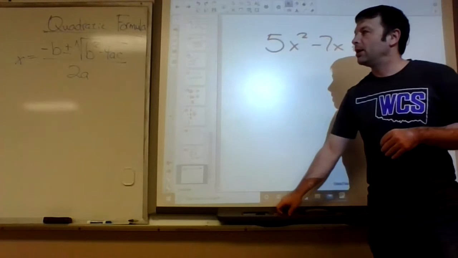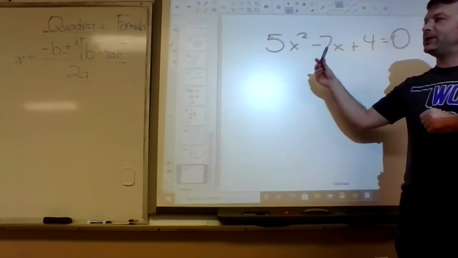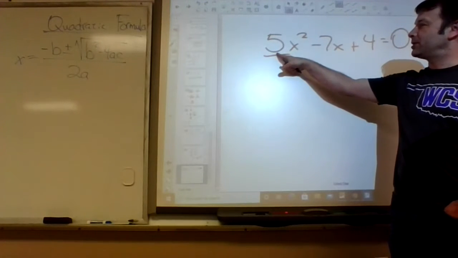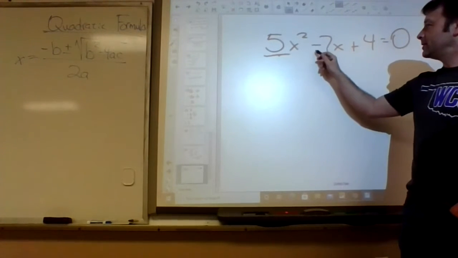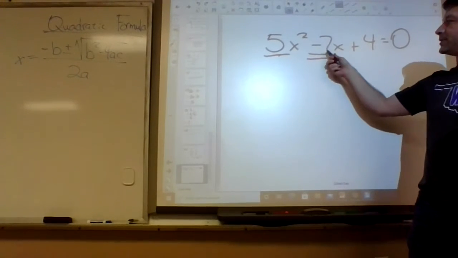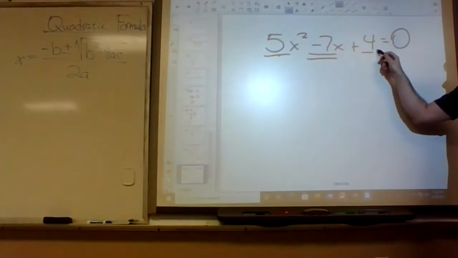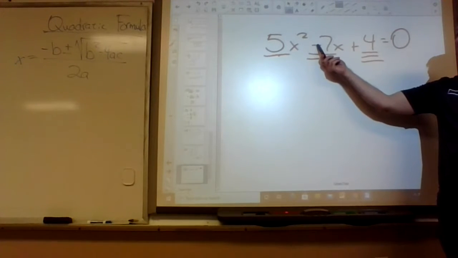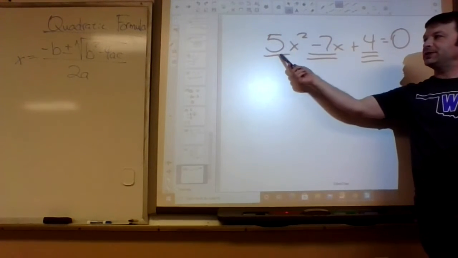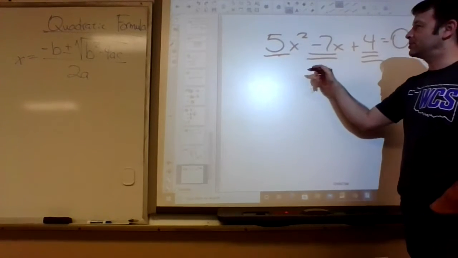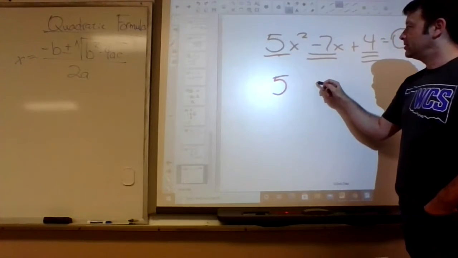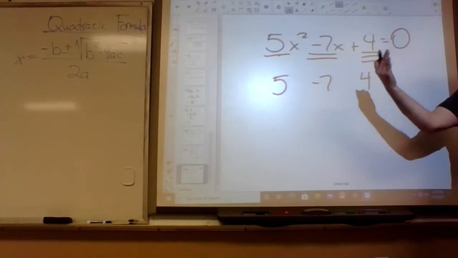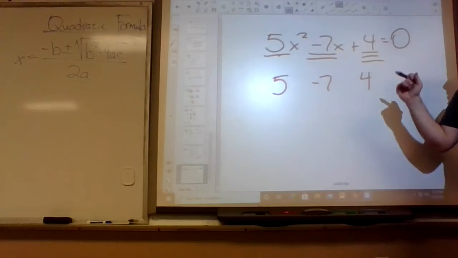Anyways, what do A, B, and C stand for? A is the coefficient for the x squared term, B is the coefficient for the x term, and C is the constant. Notice I underlined the minus on this one. So if I was to solve this using the quadratic formula, I would use 5 for A, -7 for B, and 4 for C. And you just plug it in, and then whatever pops out is the answer.